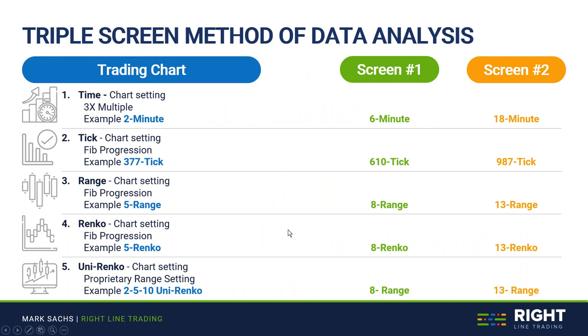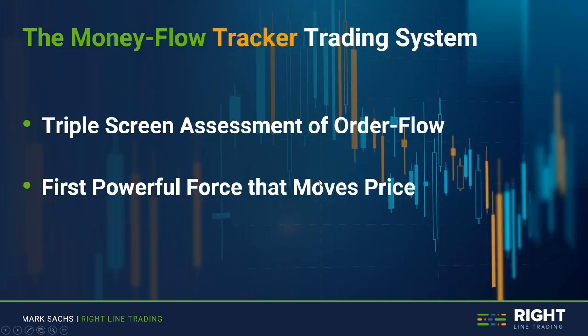So what do we mean by triple screen assessment? So if your trading chart is a 2-minute, everything is multiplied by 3. So your mid time frame would be 6 and your next higher time frame would be 18. Since we trade with Unoranco bars, we use range bars for our timeframes. All right. So triple screen assessment of order flow, right?